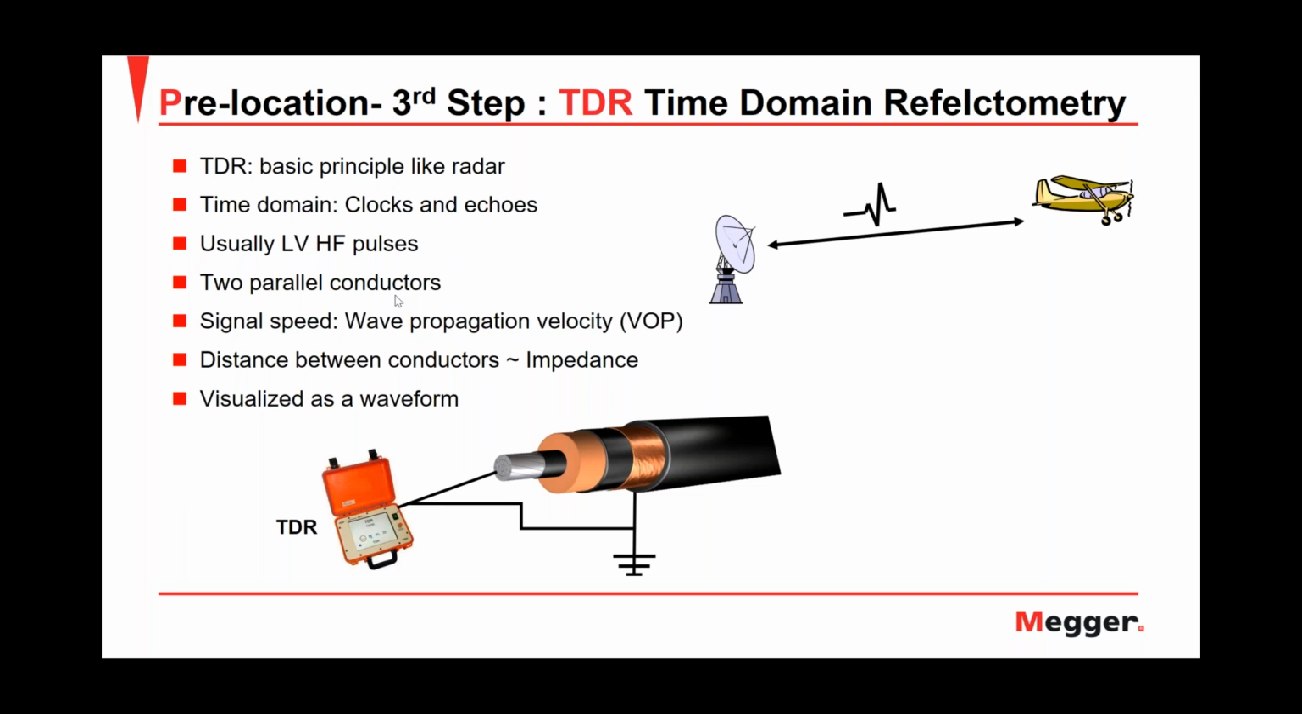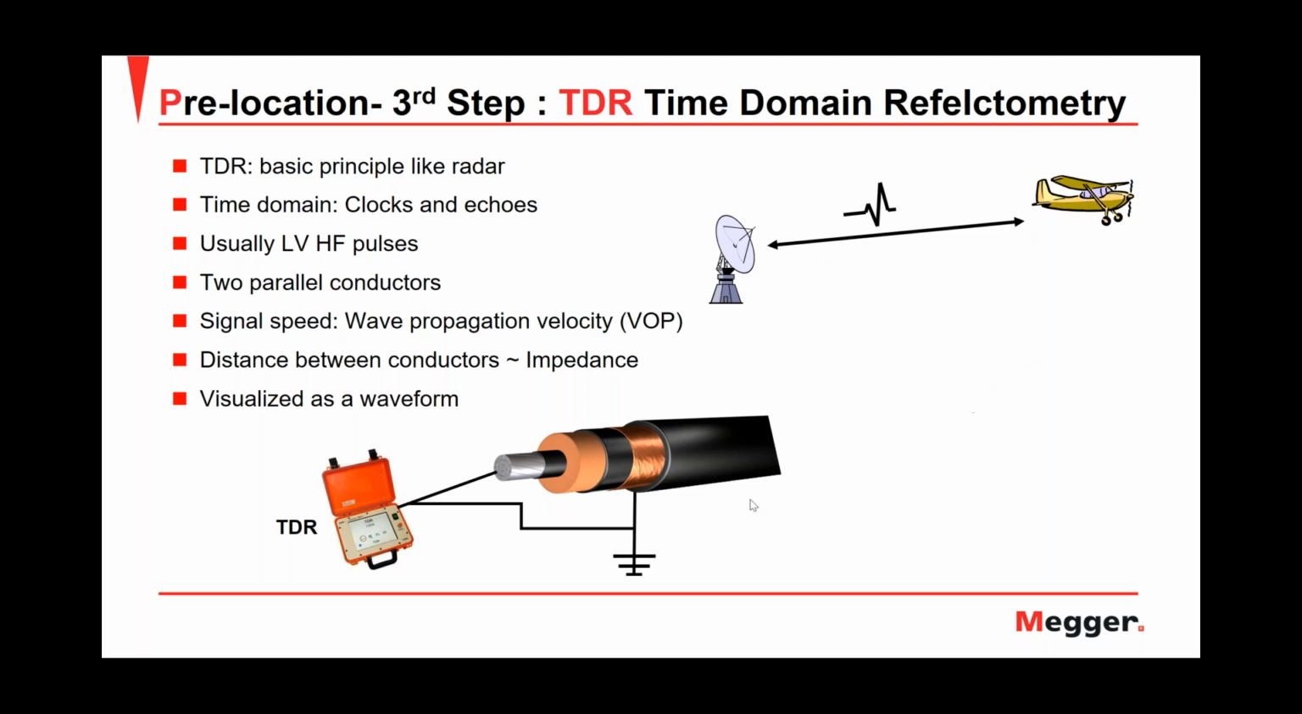The TDR for cables works under the same principle as the radars in the airports. What the radar in an airport will do is measure the time that it takes a pulse to go from the radar to the plane and then go back from the plane to the radar. And if we know the propagation velocity of the pulse in the air, we can get the distance to the plane.